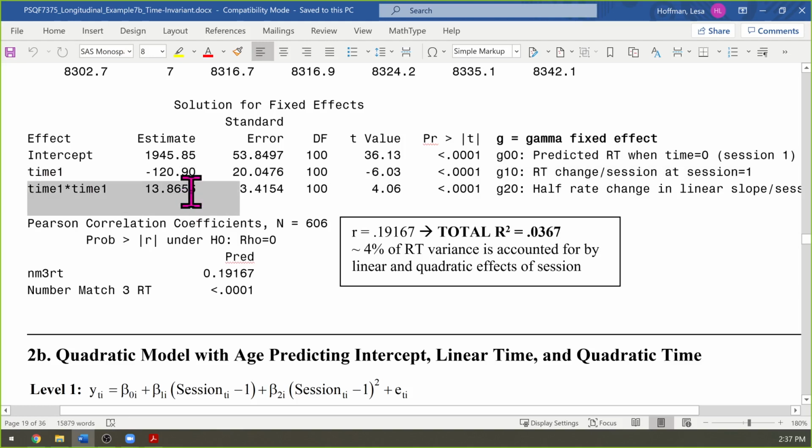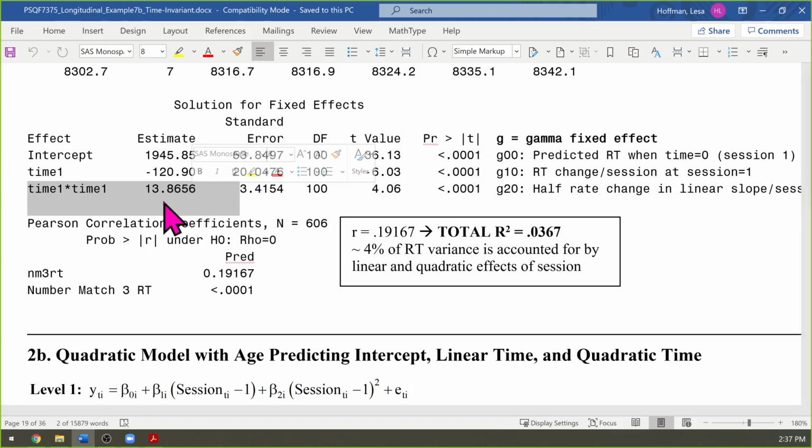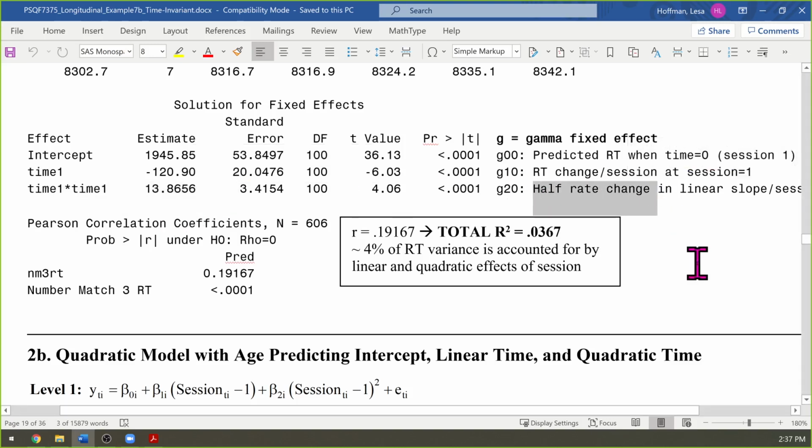And then the quadratic operates on the linear slope, in this case by making it less negative as time goes on. So twice the quadratic, cough cough homework question, is how the linear slope changes per unit time. What you are given directly is half the rate of acceleration, so you have to multiply it by 2 to get it to the full rate.